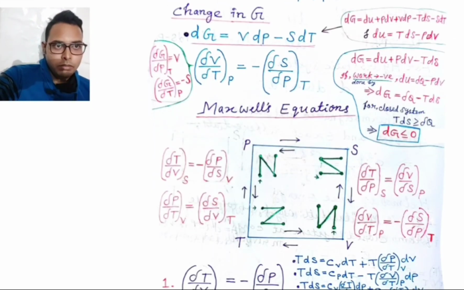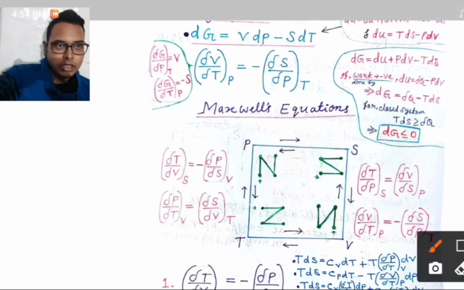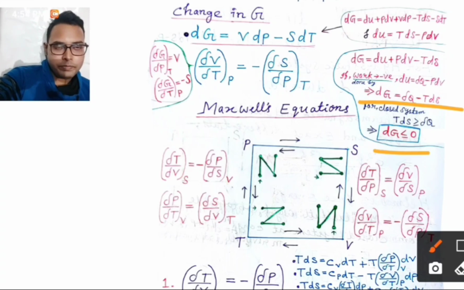And for work done in a closed system, TdS is greater than dq, right? TdS greater than dq, so the change in Gibbs free energy is less than 0.